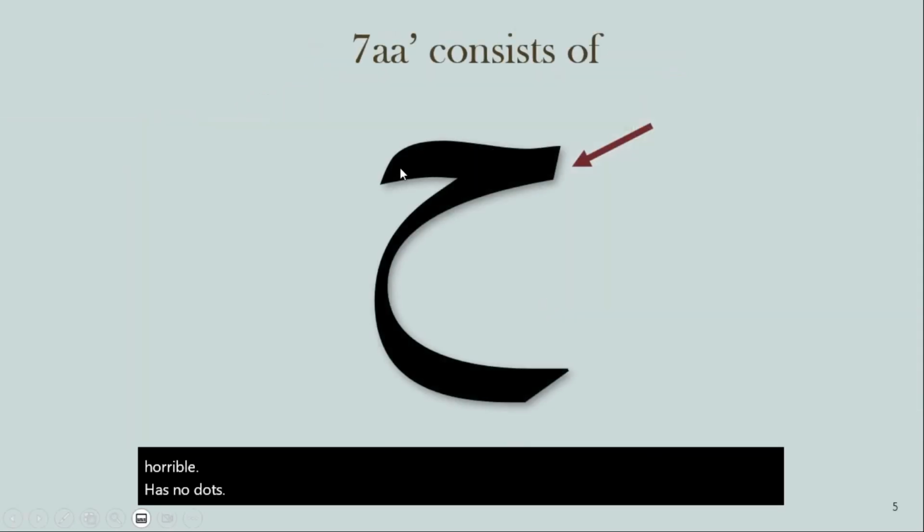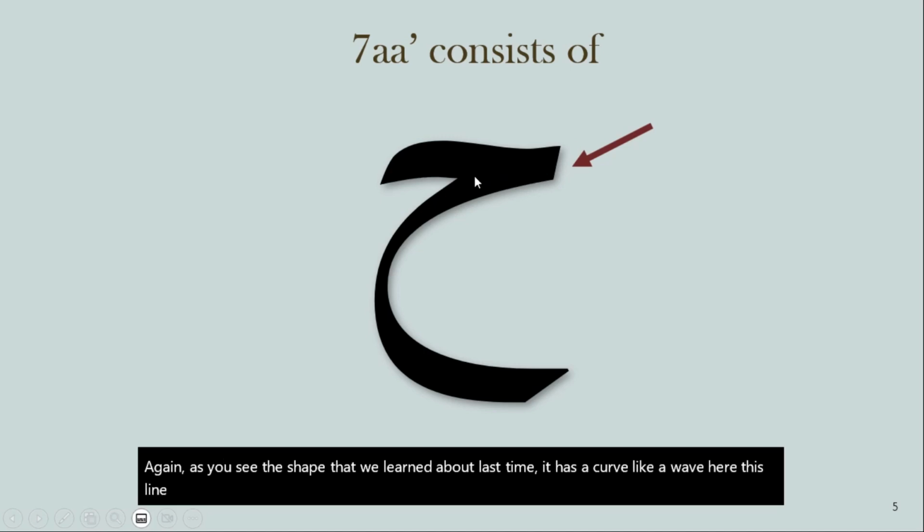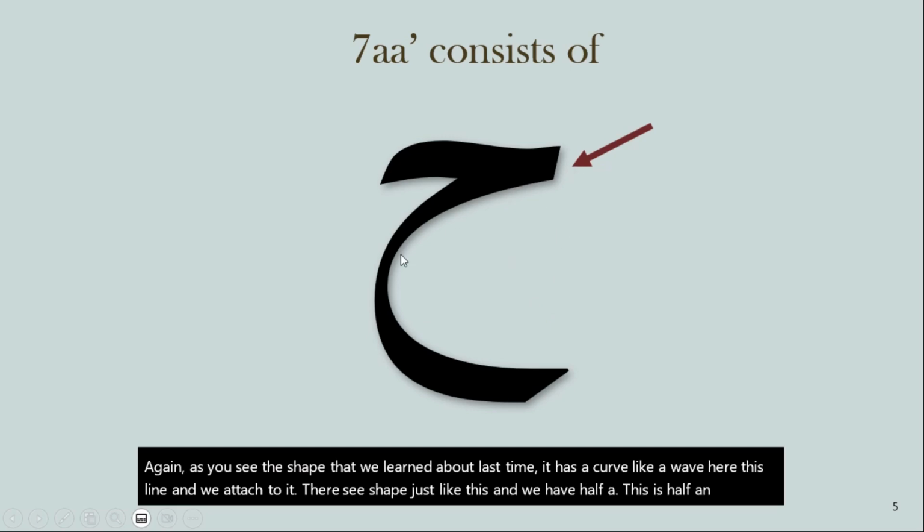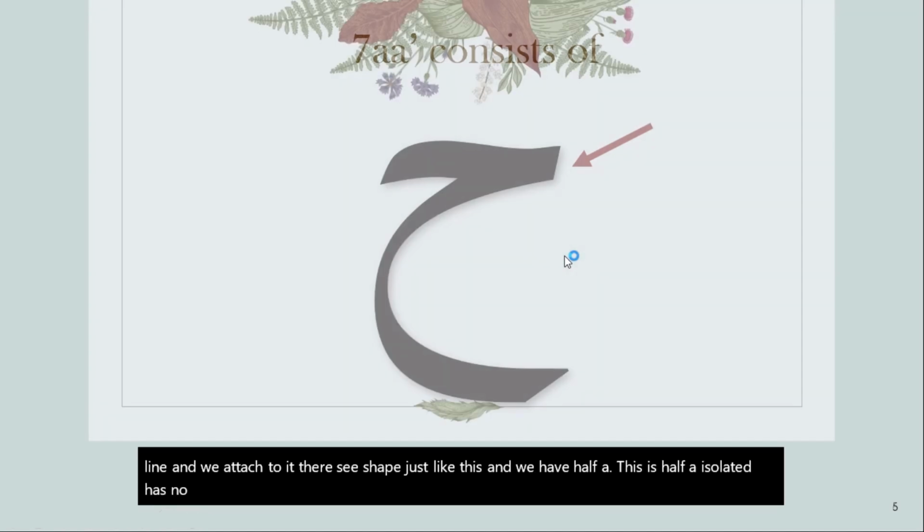Again, as you see, the shape that we learned about last time has a curve like a wave here, this line, and we attach to it the C shape just like this, and we have حرف الحاء. This is حرف الحاء isolated. It has no dots.